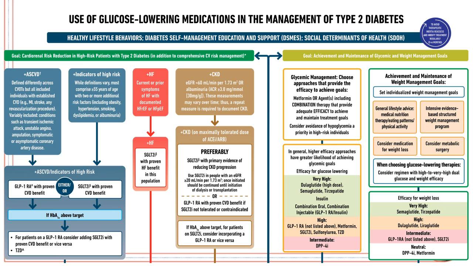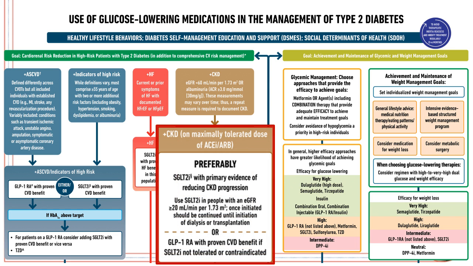In addition to that, she's got chronic kidney disease. So we know that with chronic kidney disease, we need to be thinking about medications that would be beneficial for her. So if we highlight that section, you can see that an SGLT2 inhibitor or a GLP-1 receptor agonist with proven benefit would be, again, a treatment consideration for her, regardless of her A1C.